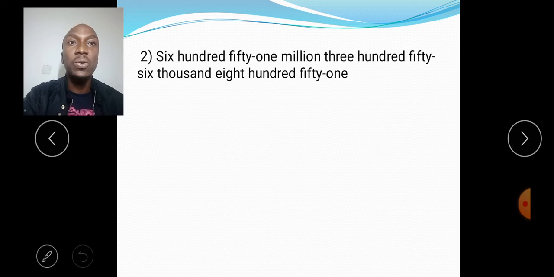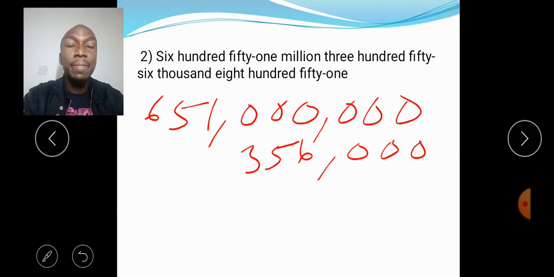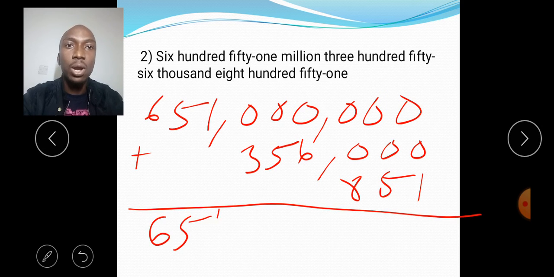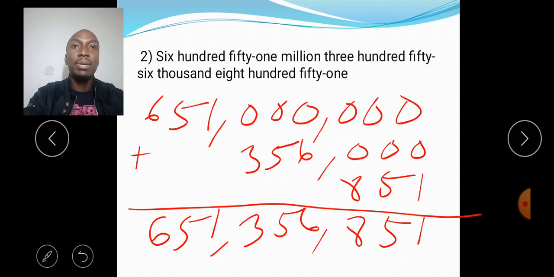Now this example 2 says 651,356,851. So first let's write 651 million. 651 million has 6 zeros, don't forget. Then in the thousand column, we have 356,000, which has 3 zeros. Then the unit part, we have 851. The hundreds part rather, 851. So that's what we have. Now you add up everything. 6, 5, 1. Don't forget your comma. 3, 5, 6. Then 8, 5, 1. So this is the number 651,356,851. It is that easy.